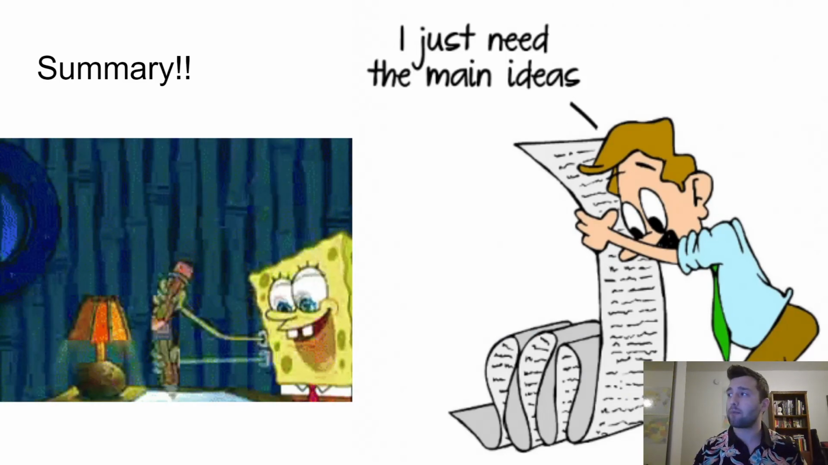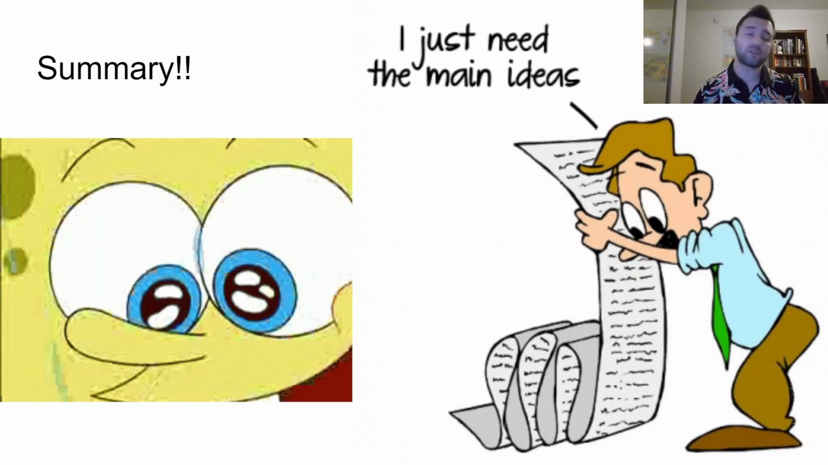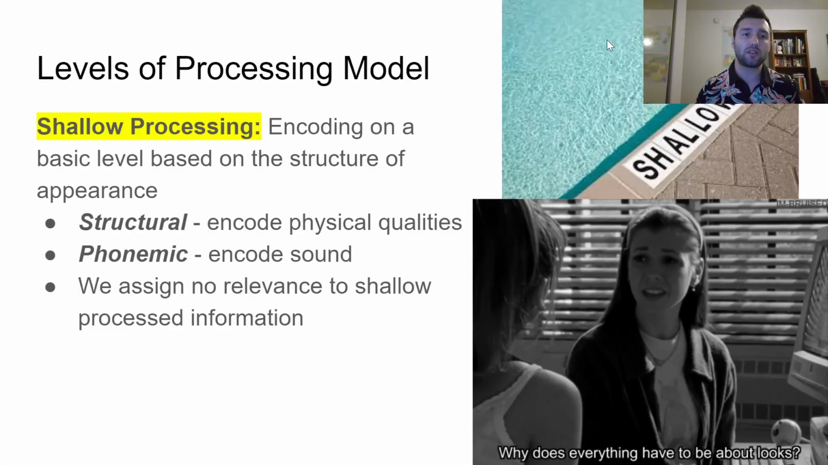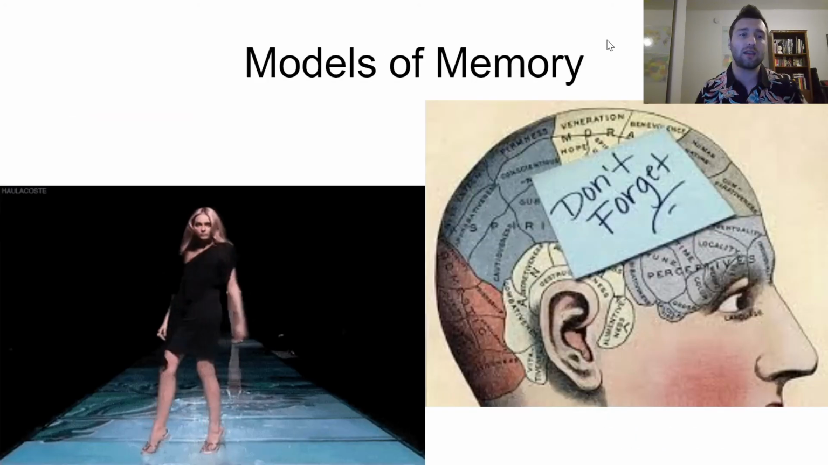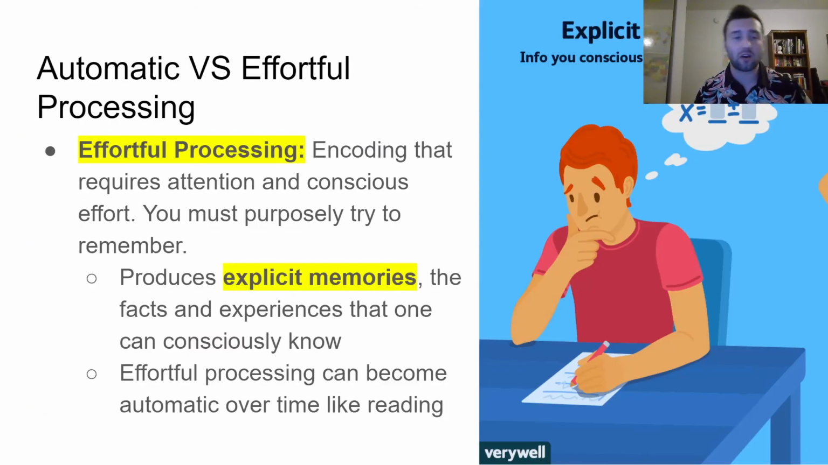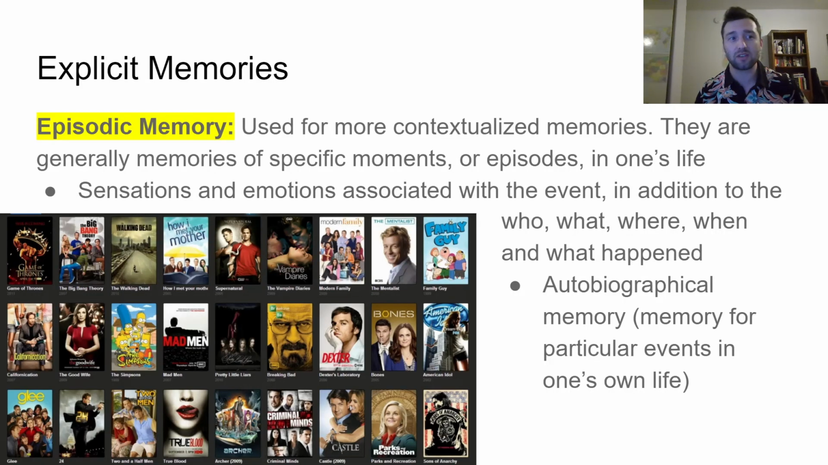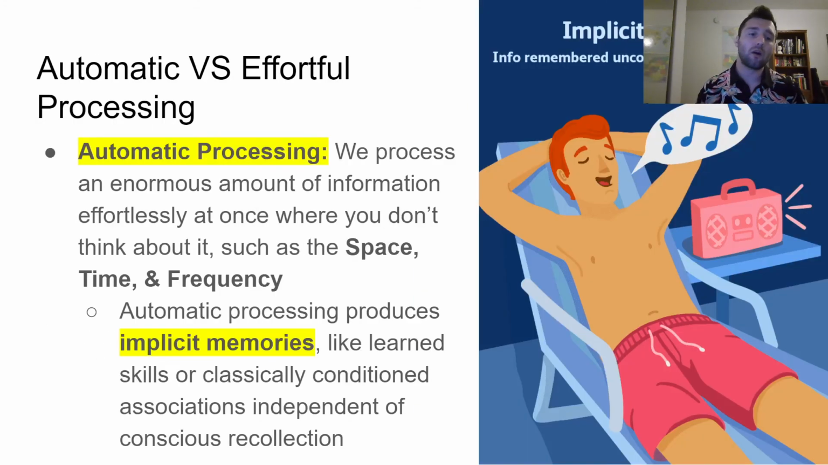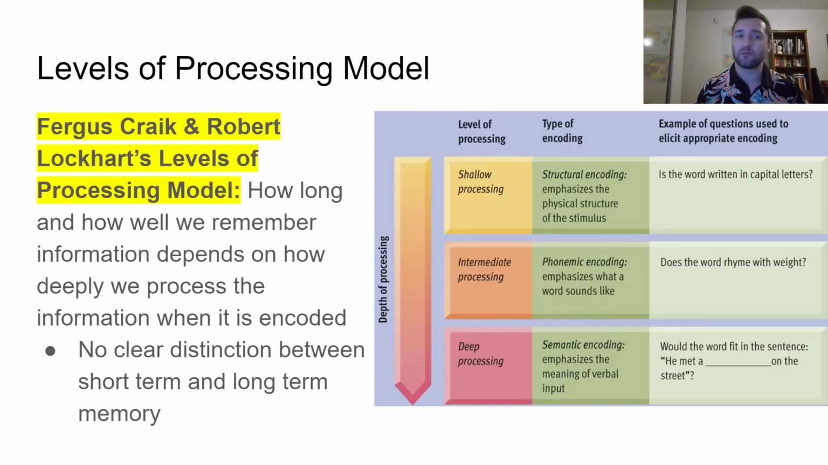So that's going to wrap up our conversation on the models of memory. Now, again, I'm going to really quickly click through everything just so you can separate everything again. Our first model was the information processing model. There were the 3 steps of encoding, storage, and retrieval. Within encoding, we have automatic and effortful processing. Within effortful processing, we have explicit memories, which can be broken down into episodic or semantic. Automatic processing creates implicit memories. Then we have storage, and we've got retrieval.